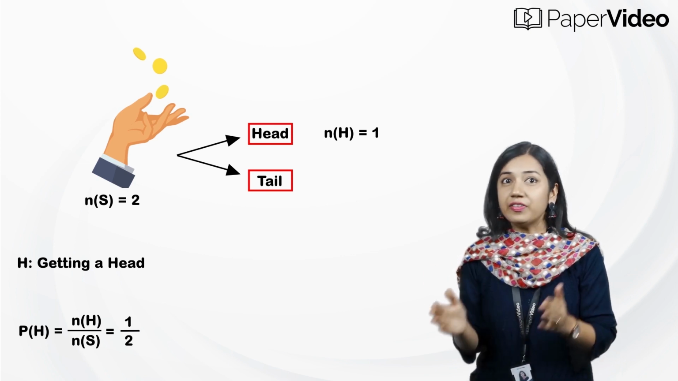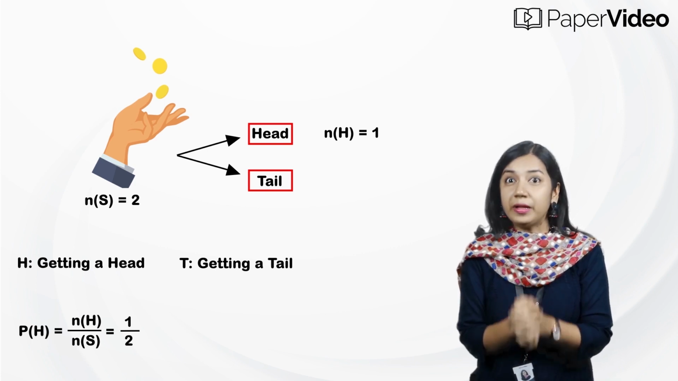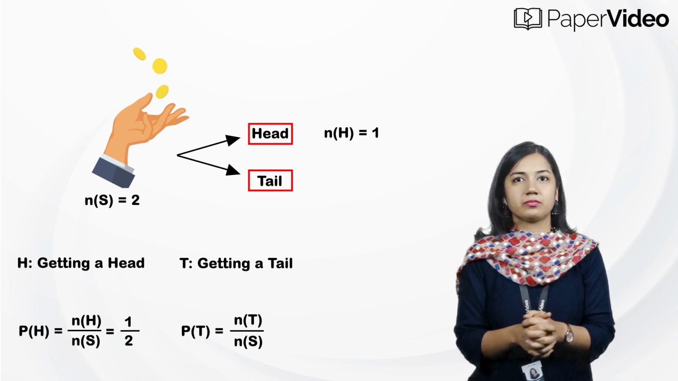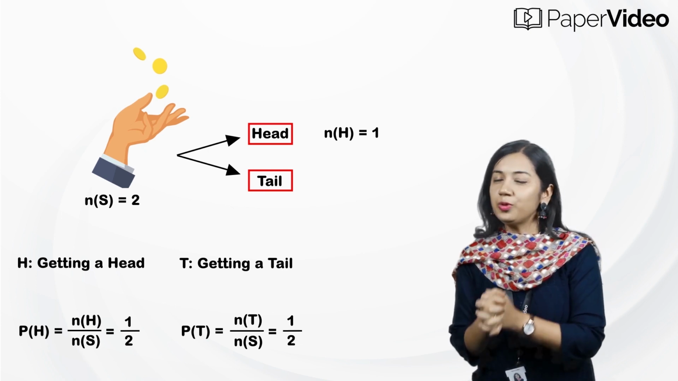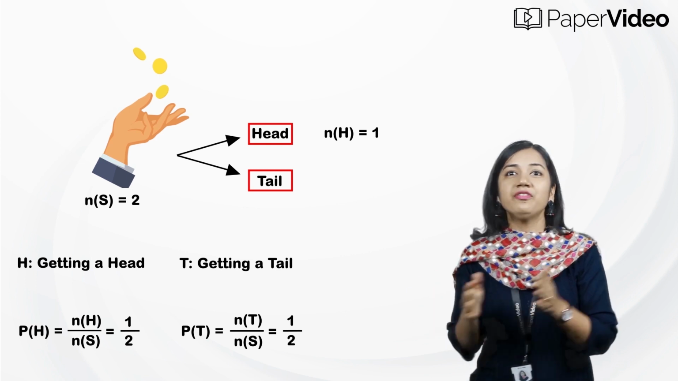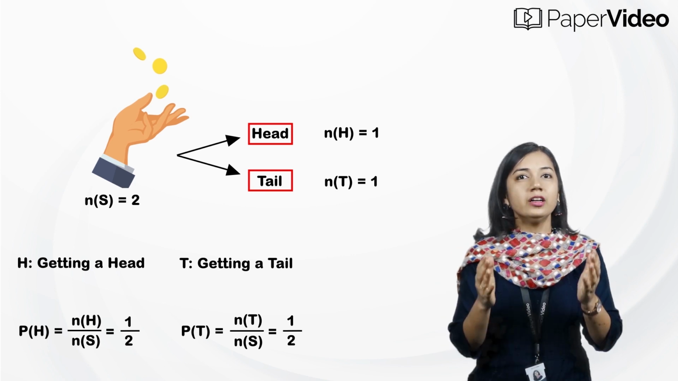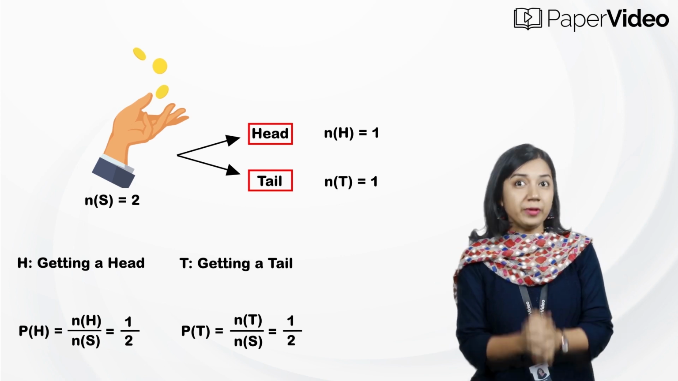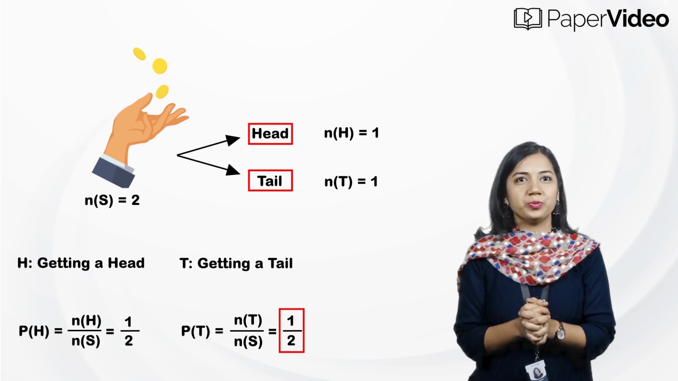What if the event is of getting a tail? Can you find probability of getting a tail? You guessed it right. It is 1 over 2 as well. Because there is only one favorable outcome. That is when the coin shows up a tail. So, the probability of getting a tail is 1 over 2.